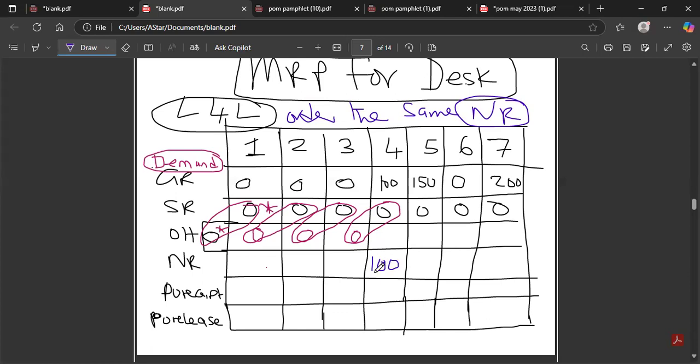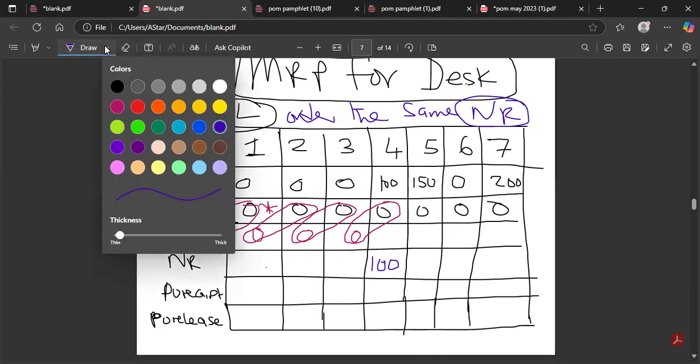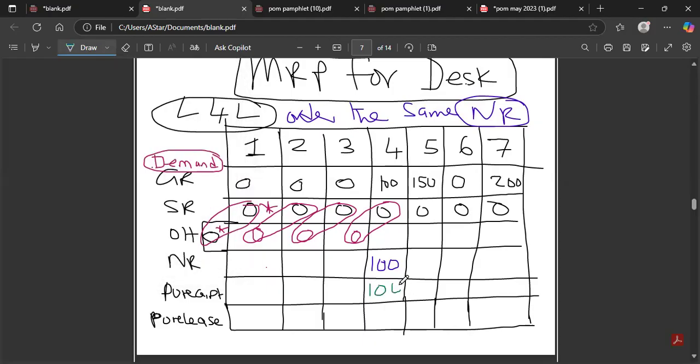So does it mean in these other columns, 1, 2, 3, we'll put 0, 0? For the net requirement row, weeks 1 up to 3, yes, we should put zeros there. There's nothing here. The net requirements are zeros. So now in week 4, what you are going to do is order the same net requirement. You order the same 100 units. Are we together?